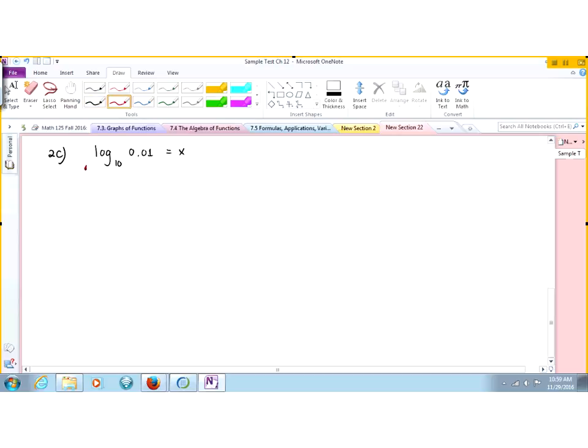How do I cancel my log? Base of 10, raised to the left, base of 10, raised to the right. So what do you have on the left? 0.01, right? What do you have on the right? 10 to the x, yes. But 0.01, can I write it using base 10? 10 to the what? Negative 2 is equal to 10 to the x. So what is x?